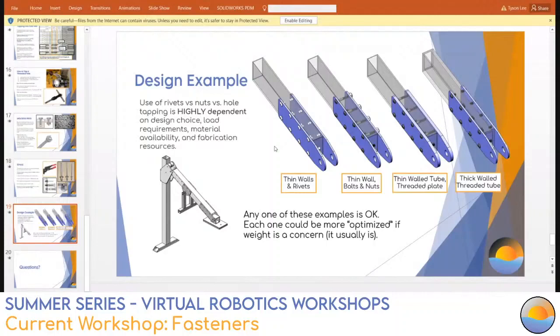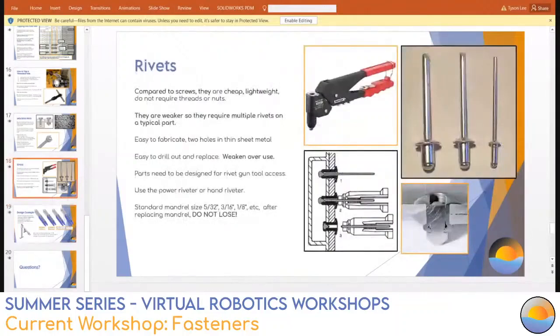Great, and we have two more questions. They both relate to some aspect of riveting. The first one is from Angel again: would you recommend using rivet nuts for structural purposes?